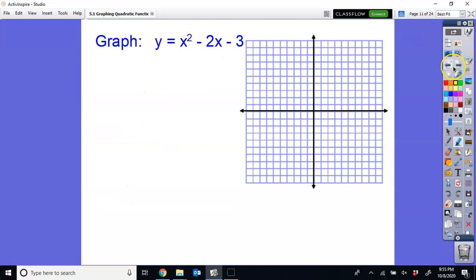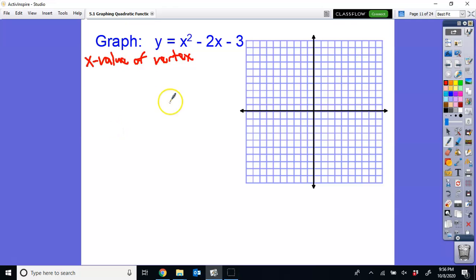So my first example that I'm going to do with you is y equals x squared minus 2x minus 3. In this process, our first goal is going to be: can we find the vertex? Specifically, on a standard form, we are going to find the x value of the vertex. I want to point out that it's only finding the x. We would have to plug it in to find y.